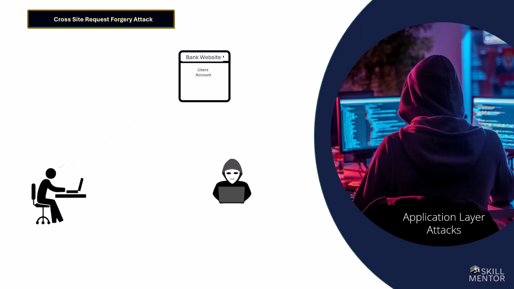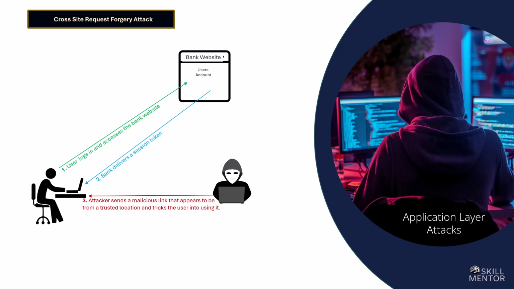This attack begins with a user logging into a bank website. The bank website delivers a session token to the user. The attacker sends a malicious link that appears to be from a trusted location, most likely the website, and tricks the user into using it. The user clicks the link and it allows the attacker to use the original user's token. This allows the attacker to withdraw funds and execute other malicious activities.